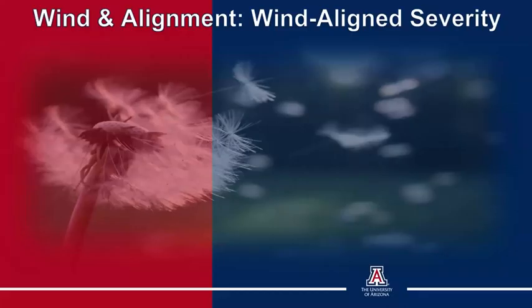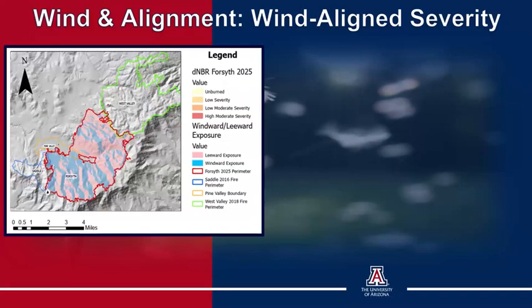This slide combined the wind exposure and alignment results to show how closely the Forsyth fire followed the prevailing winds during its first 14 hours. Using the wind direction of about 28 degrees, I classified slopes as windward in blue, meaning they faced directly into the flow, and leeward in pink, meaning they were sheltered from it.